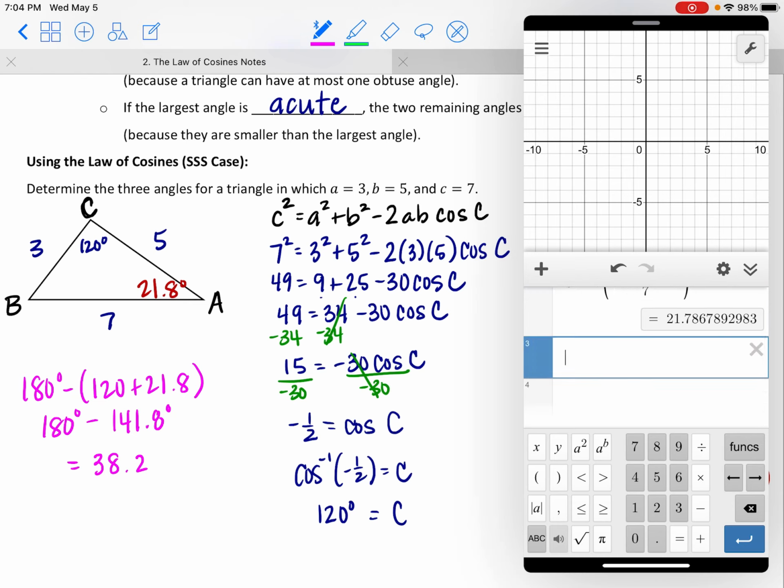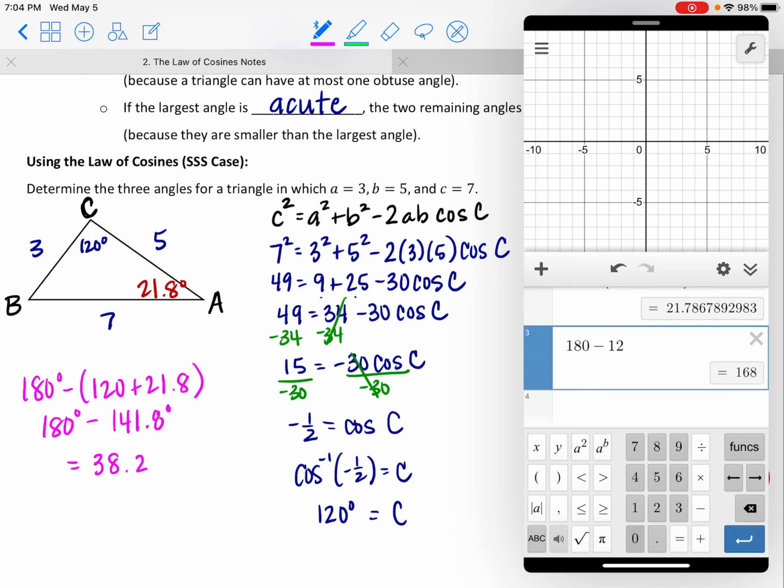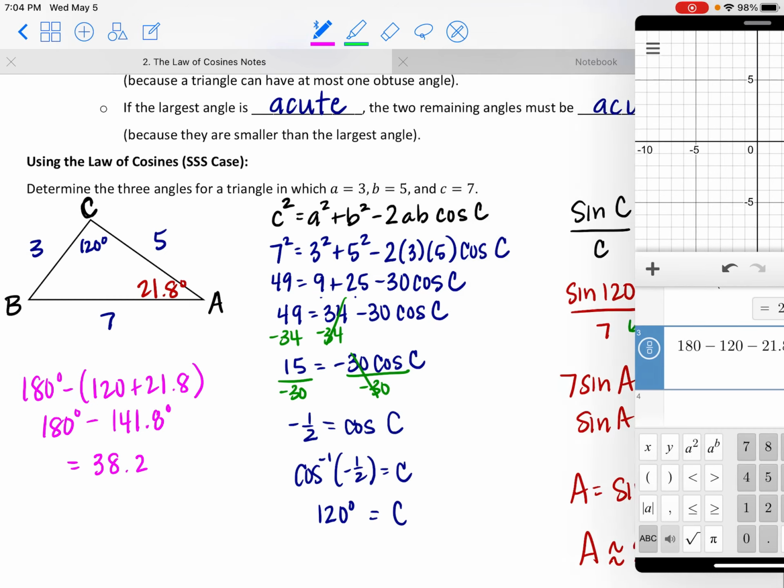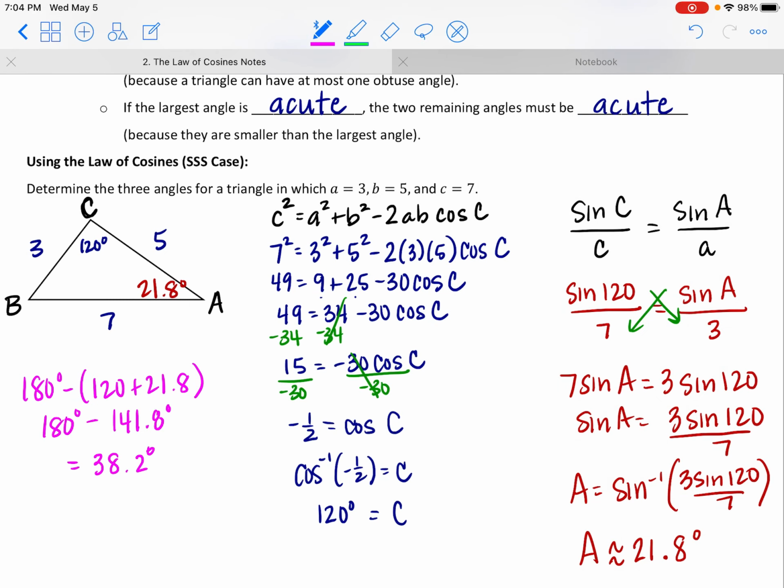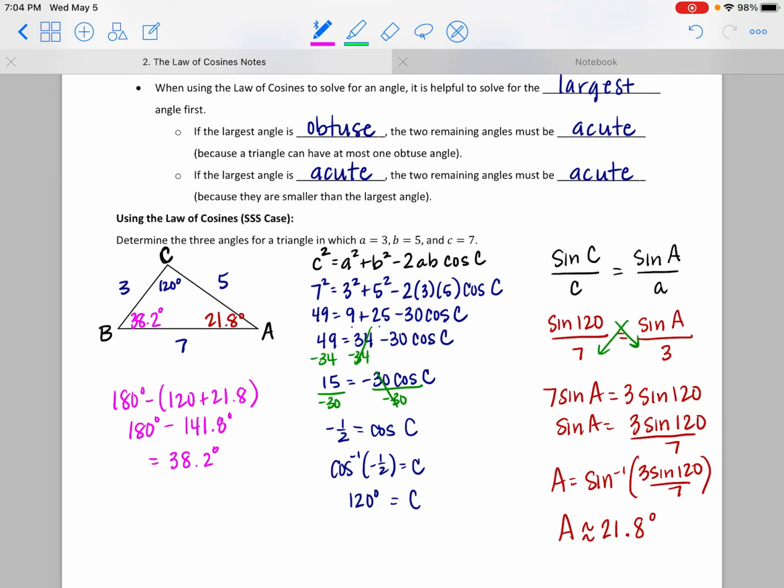That would be just a tragedy, right? 180 minus 120 and 21.8, and yeah, 38.2. Sometimes you never know, people. 38.2. I just copied over 21.8 as 28.5, so yeah, don't know if I can necessarily trust myself. All right, so there it is.